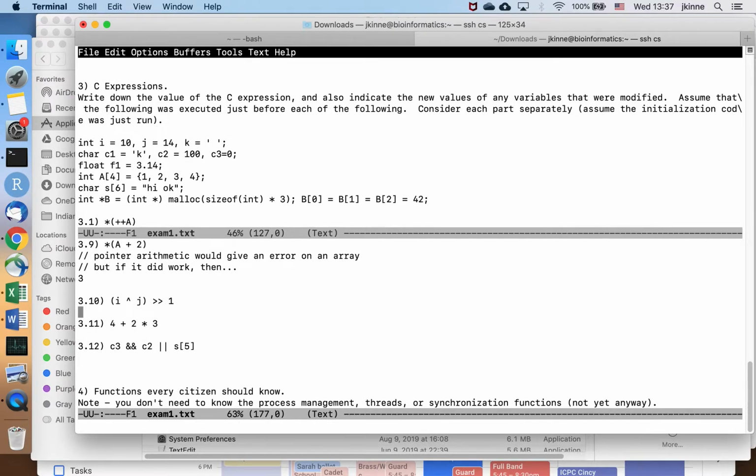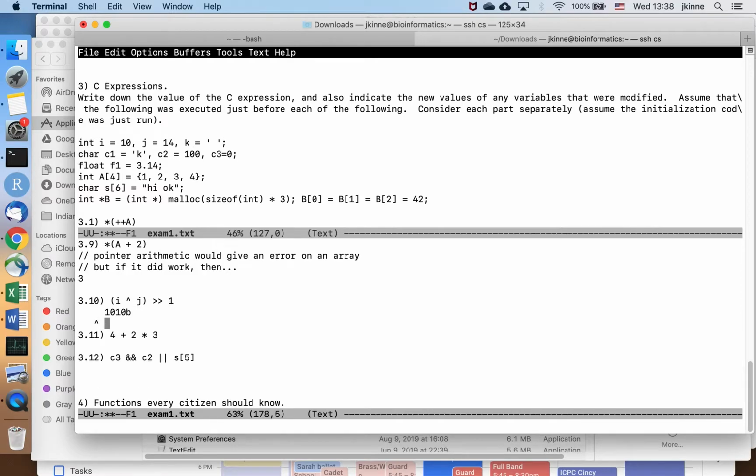Okay, this one, i XOR j. So i is 10, which is 1010 in binary. And we're going to do XOR j, which is 14, which is 1110 in binary. And if you XOR those, 0100, which is 4. Okay, so overall we'd have 4, and then shift it by 1, which is 2. Or if you looked at the bits of 4, you chop off the last bit and you get 2.